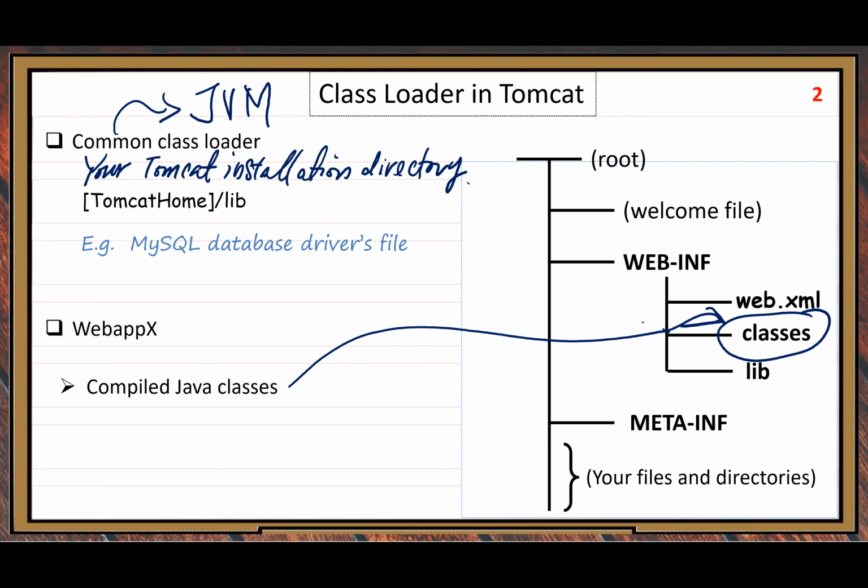So your web context root, WEB-INF, then classes must be the same name, case sensitive. Then those Java classes will be loaded into the JVM automatically, available when you run your project. Those classes are available, so you can call them.